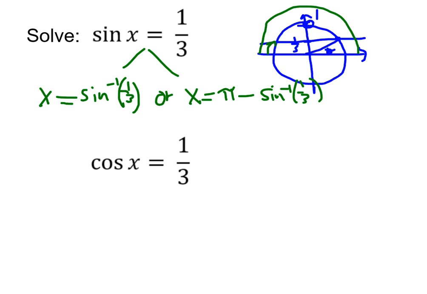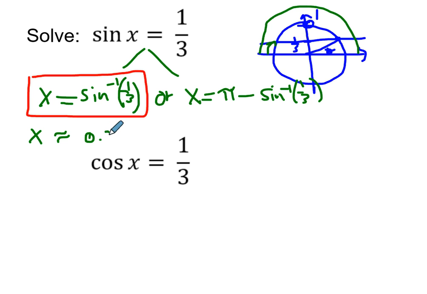So for this one, we cannot really find the precise answer. Well, actually, the precise answer is this. This is the precise answer. But I know usually you like to find an approximate value. So the first one would be 0.339 and so on.